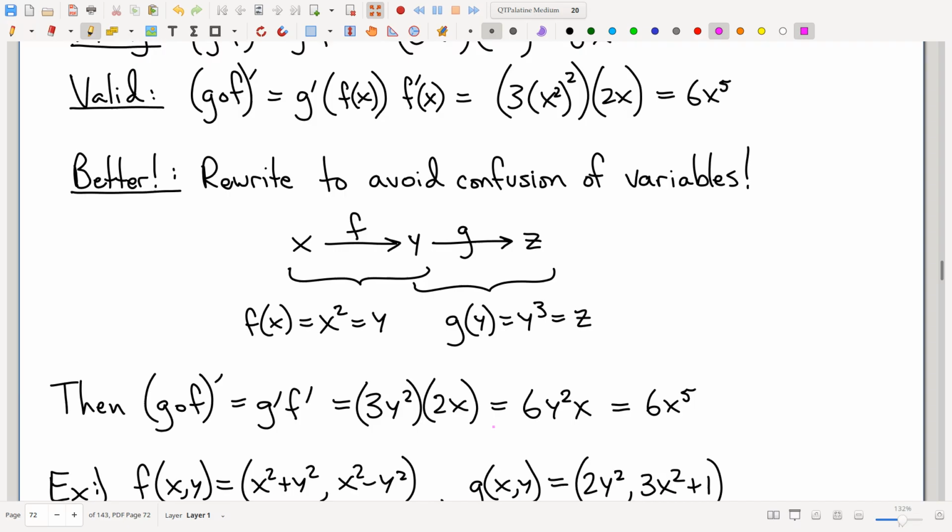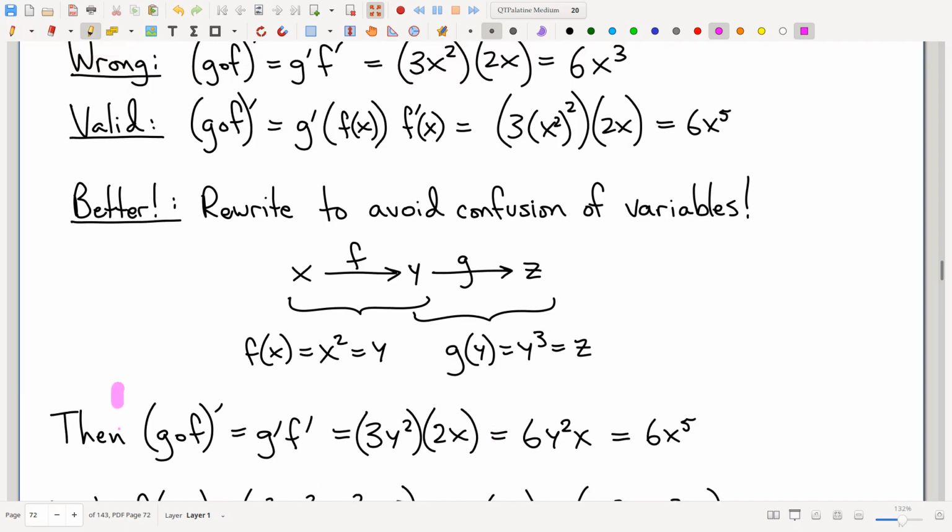Well, check it out. You can be as careless as you want now as you write down the chain rule. The derivative of a composition is the product of the derivatives. Again, totally sloppy in how we're writing it down. But let's see here. The derivative of f, 2x. The derivative of g, 3y squared, naturally written in terms of y because we wrote g in terms of y. And we have effectively an immediate reminder that I've got to rewrite this in terms of x.